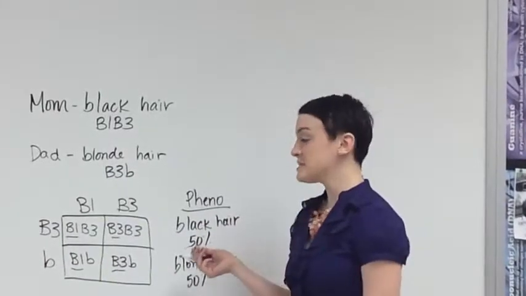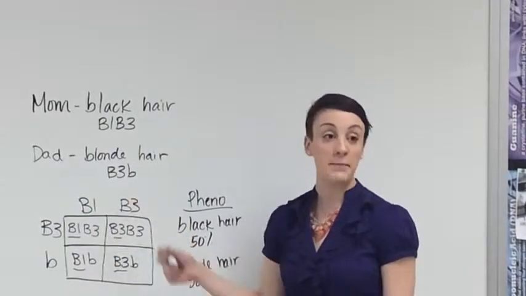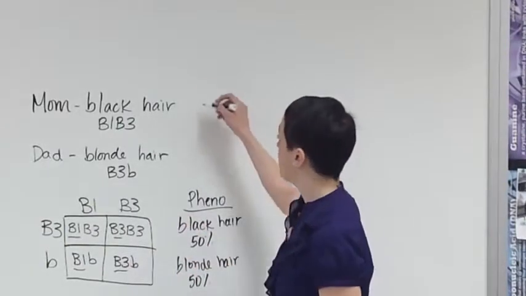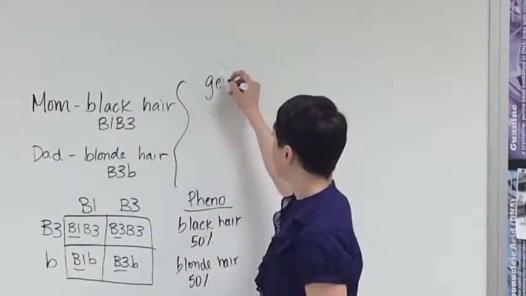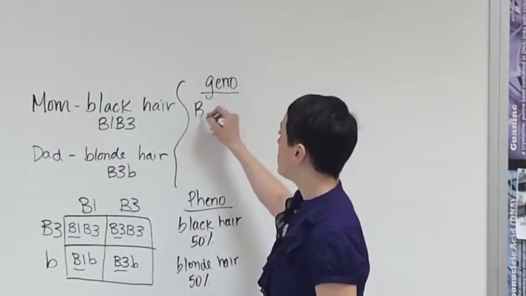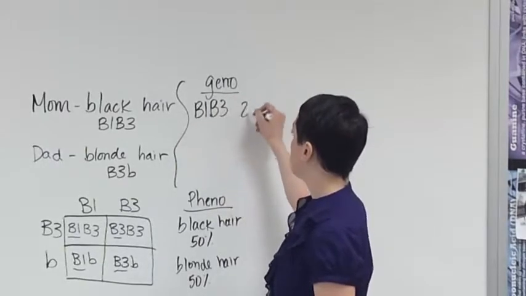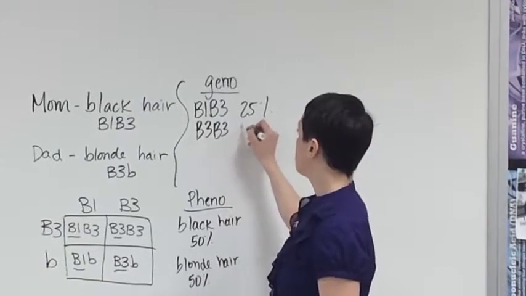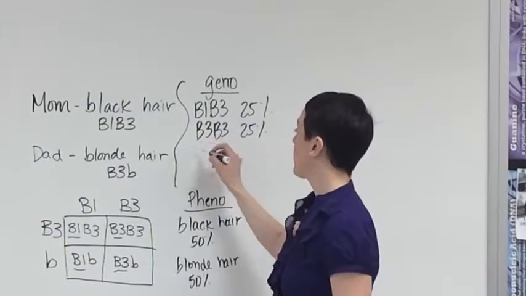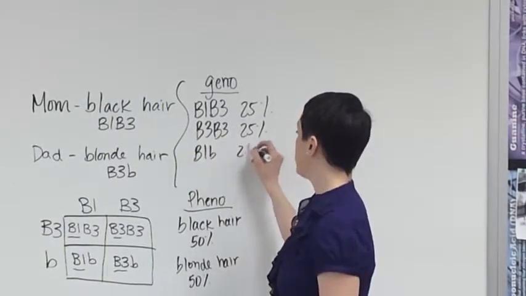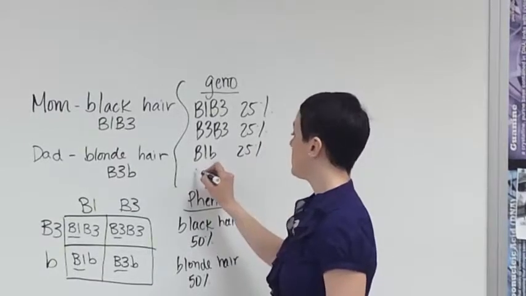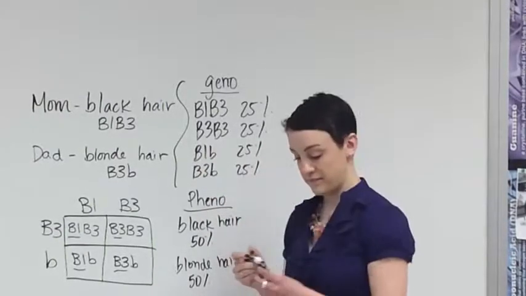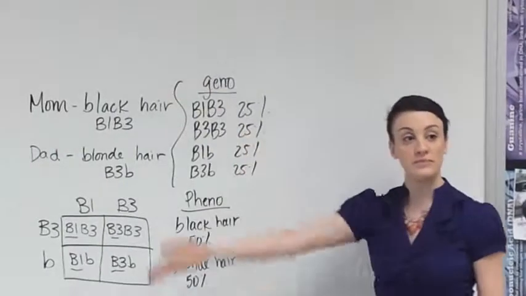For the genotypes, as you can see, each one of my boxes has a different genotype in it, so 25% apiece. So B1, B3 genotype is 25%. B3, B3, 25%. B1, little b, 25%. B3, little b, 25%. And there you go, multiple alleles.